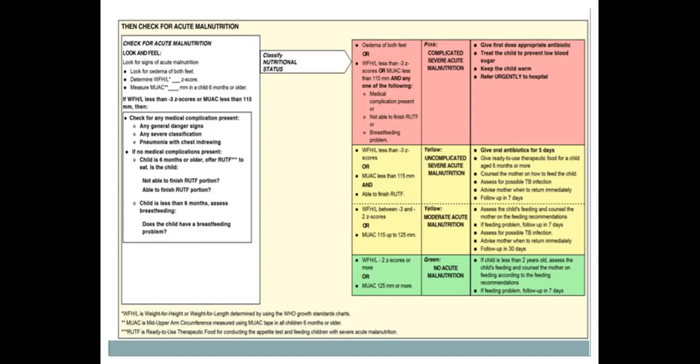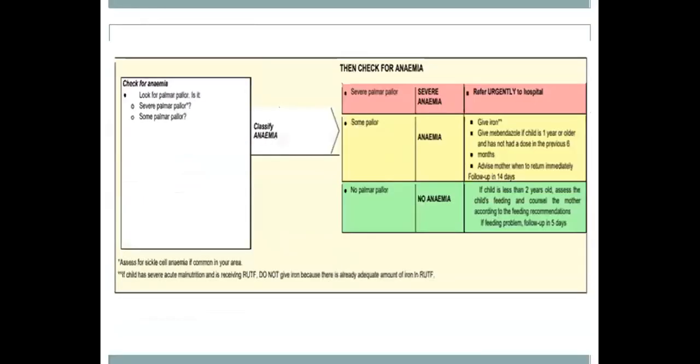Moderate acute malnutrition is between minus 3 and minus 2 z-scores, and no acute malnutrition is when the weight for height is minus 2 z-score or more. If the child is less than 2 years, assess the child's feeding and counsel the mother on feeding according to feeding recommendations. Follow up in 7 days.